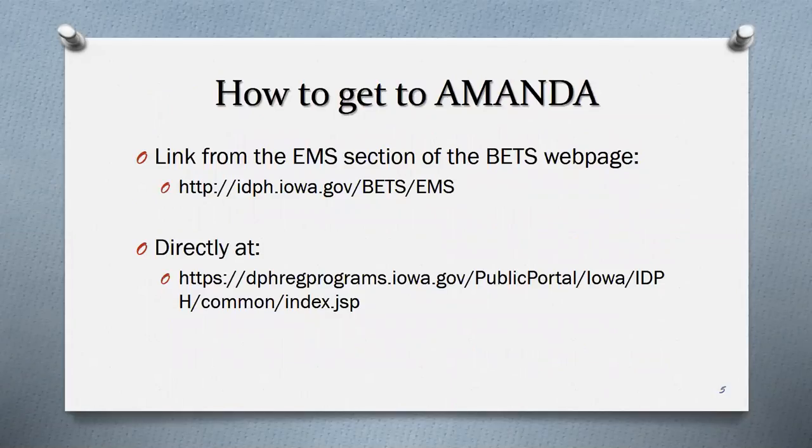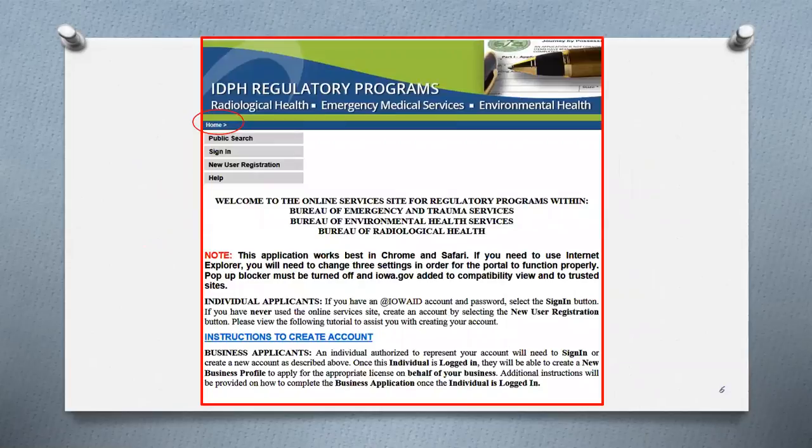So how do you get to Amanda? Well, there are two ways that you can get to Amanda. There is a link from the EMS section of the Bureau of Emergency and Trauma Services webpage. That webpage address is listed here on your screen. Or another way is directly by typing in the webpage address that you see here. That will take you to the homepage for Amanda. Either way, you'll get to the same homepage.